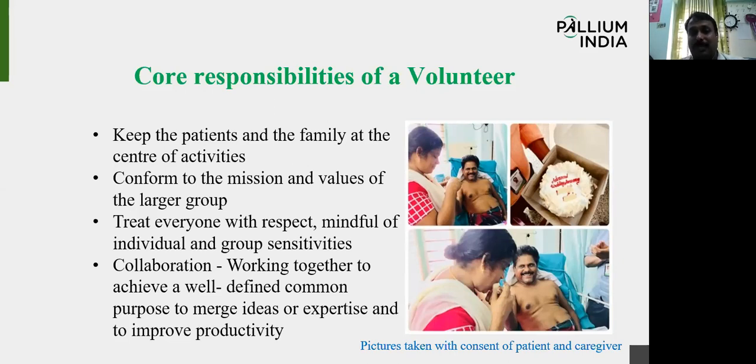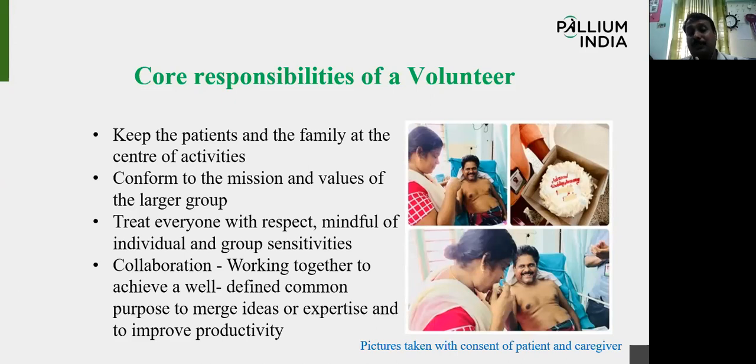Conform to the mission and values of the larger group. Treat everyone with respect, mindful of individual and group sensitivities. Then collaboration. We are collaborating with many NGOs in our society to provide better care for the family and the beneficiaries. As I have already said, we will be connecting the family or beneficiaries with their social support system in and around their family.